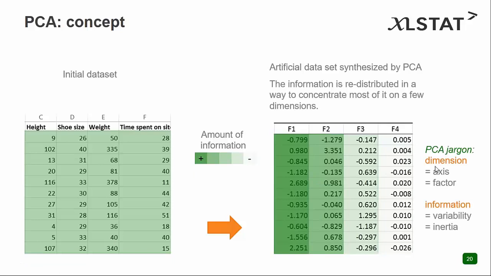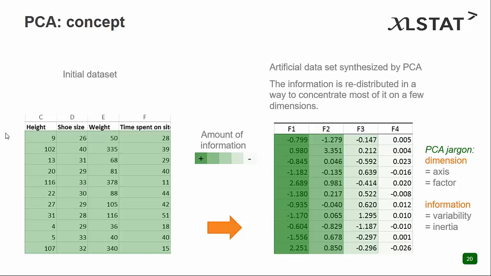Those columns are called the dimensions of PCA, the PCA dimensions. A dimension is also called axis or factor in PCA jargon. So each synthetic column is called a dimension or an axis or a factor. The information, this abstract concept of information, is also called the variability, and it's also called the inertia. So this is the most technical term. The information is called inertia.